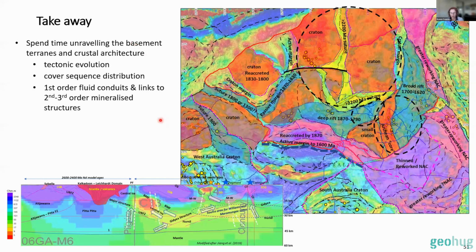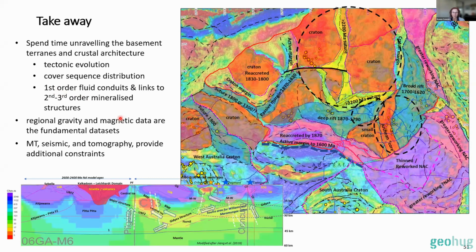So in plan view, to finish up back to our map here, if you spend the time trying to unravel the basement terrains and crustal architecture, you can get some really significant insights on the tectonic evolution, on the distribution and thickness of your cover sequences that may be prospective, as well as, clearly, your first order fluid conduits related to those terrain boundaries and their links to the second and third order mineralized structures.